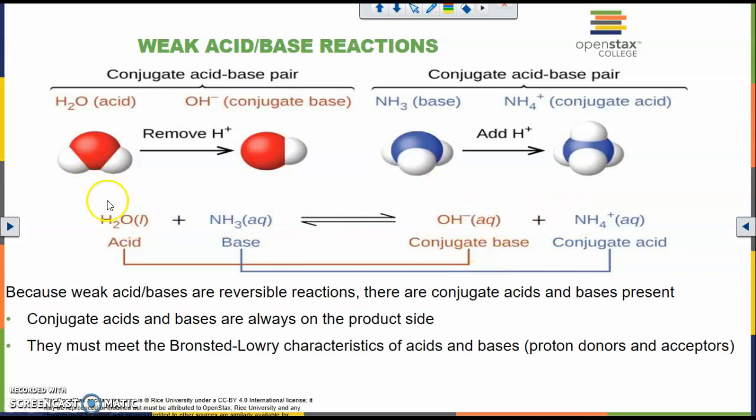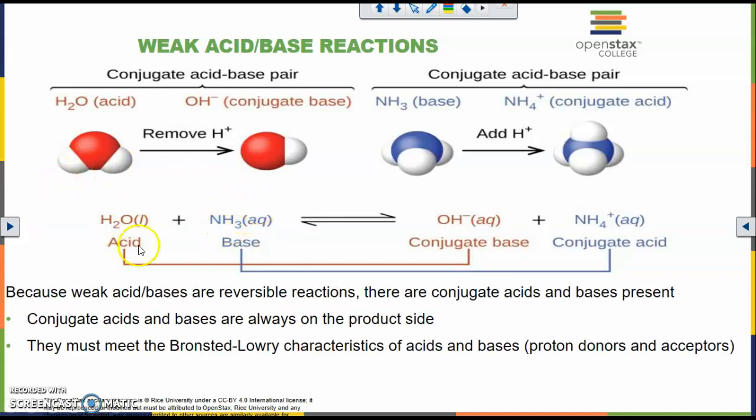This is going to be the one that will accept a hydrogen. And this is going to be the one that's going to donate a hydrogen. This is why this is the acid and the base. Going the other way, this is the acid. Why? Because this is the one that's going to be donating a hydrogen. And this is going to be the one that's going to be accepting a hydrogen.